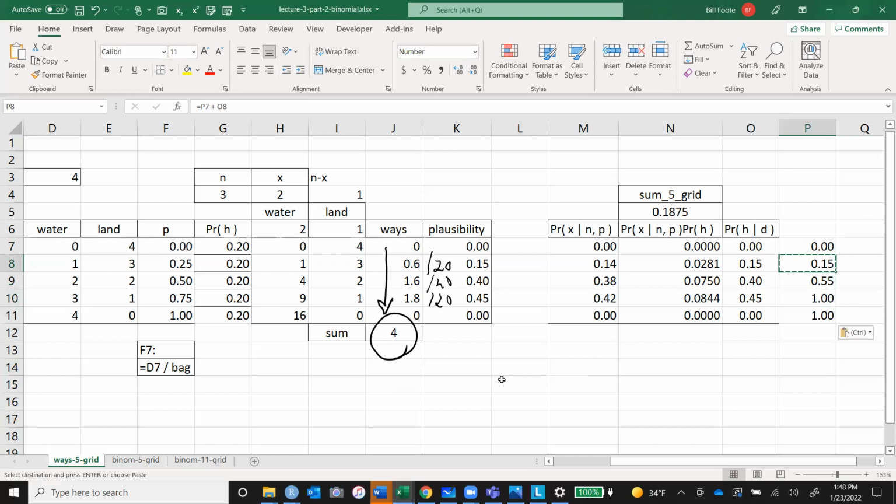We can also figure out from hypothesis 1 to hypothesis 4. That's just 1 minus 0.15. That's the area under the curve, the area under this digitized curve. Okay, keep that in mind as we move forward.